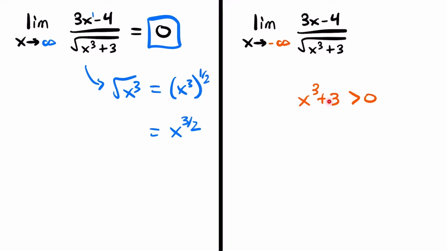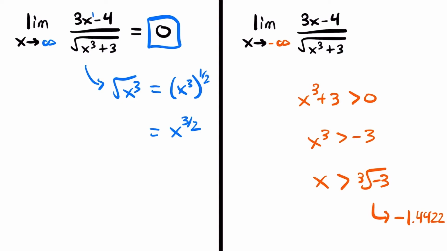And so if we subtract 3 from both sides of the equation, we'll have x cubed is greater than negative 3. And then if we take the cube root of both sides, we will find that x is greater than the cube root of negative 3. Now, if you put the cube root of negative 3 into your calculator, you'll find that that is approximately equal to negative 1.4422.